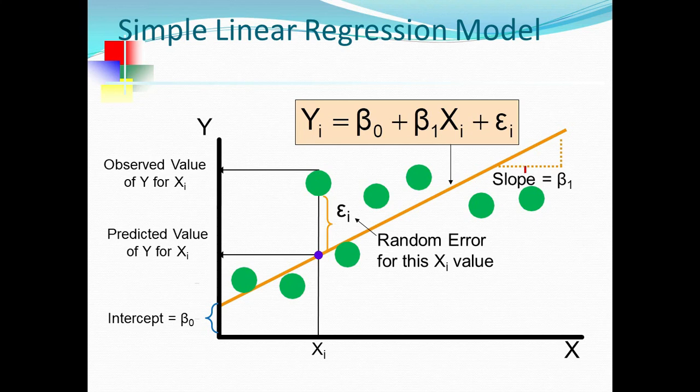Slope means that we can see the changes of y when x is manipulated, or x increases or decreases. So how much y will be affected will be shown by the slope here, the beta 1 value.